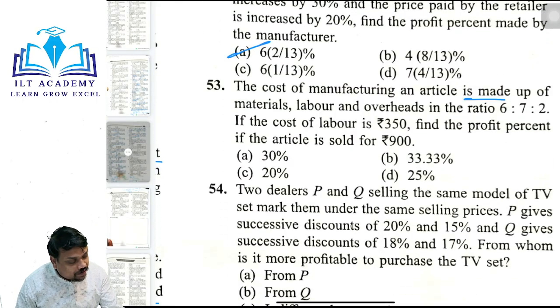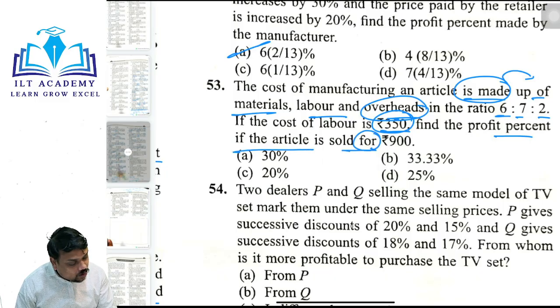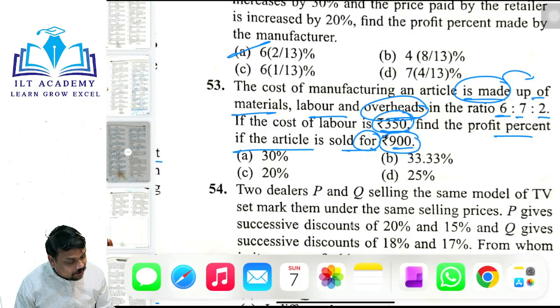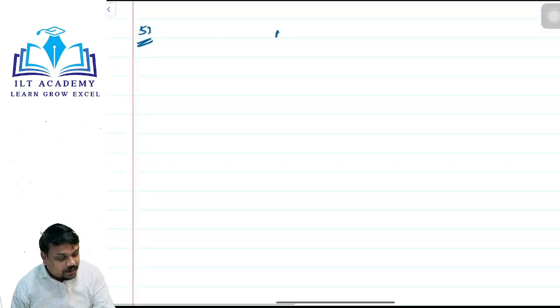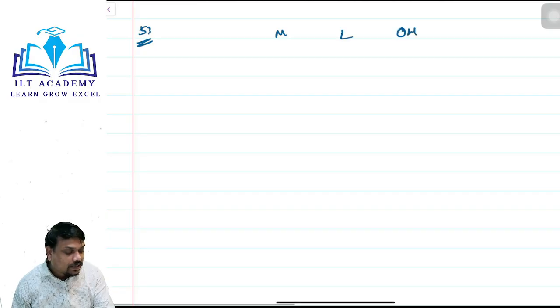The cost of manufacturing an article is made up of material, labor and overheads in the ratio 6:7:2. If the cost of labor is 350, find the profit percentage of the article sold for 900. Now see, an article is made up of material, labor and overheads. Very simple. What ratio is given? 6:7:2.